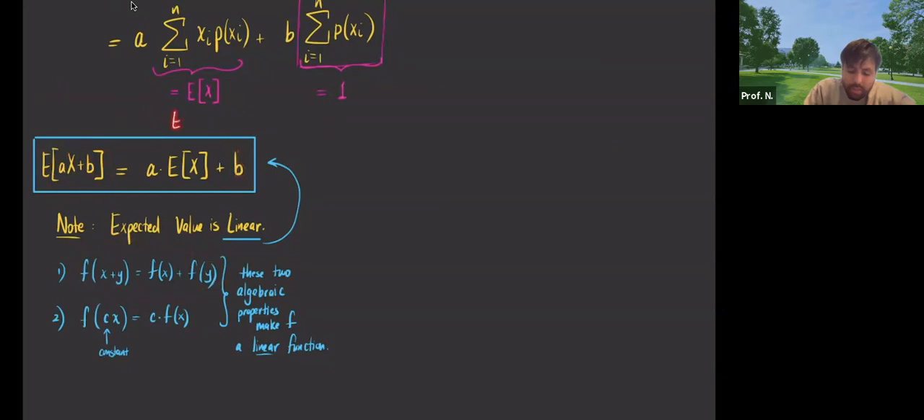And now the question is, what is the expected value of a times x? What's the expected value of a random variable multiplied by a constant? It's very nice that it's the same thing as finding the expected value of x first and then multiplying by the constant a, which is this second property here. Because these two properties are applied here, expected value is quote unquote linear. Not that it's a straight line, but that it holds these two properties as true.